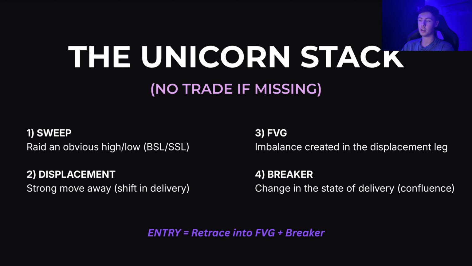So starting off with the actual confluences of this model. If any of these are missing, then there's simply a no trade. So step number one, we need to see a sweep. We need to see price taking out an obvious high or low on the higher time frame, whether that be buy side liquidity or sell side liquidity. So a swing high, buy side, swing low, sell side, simple stuff.